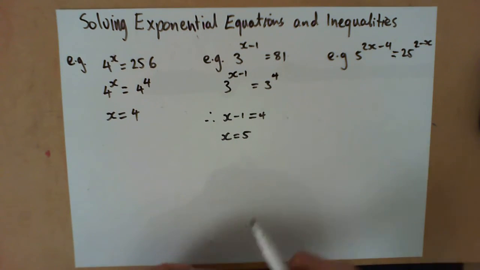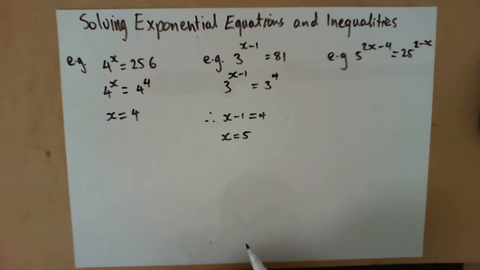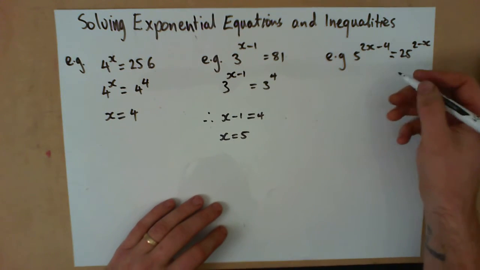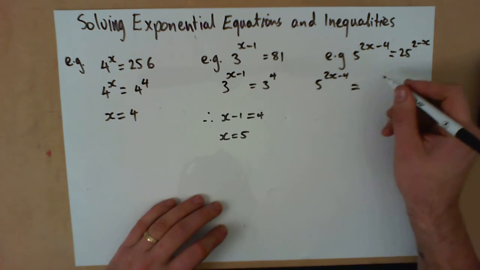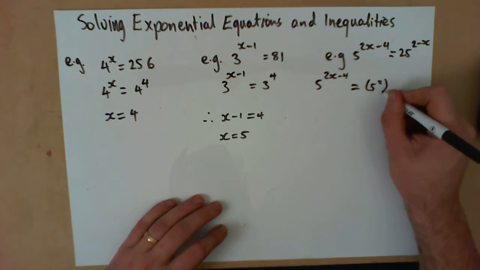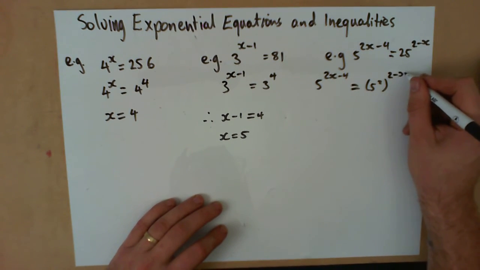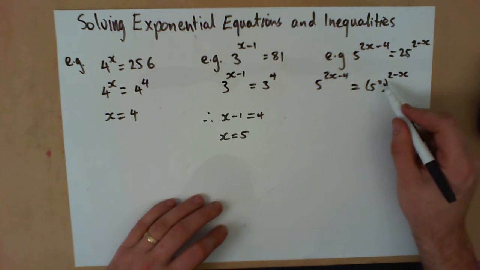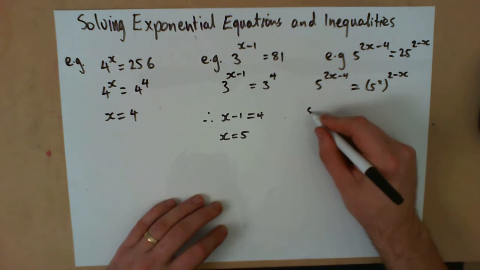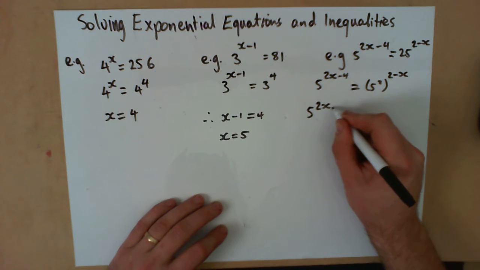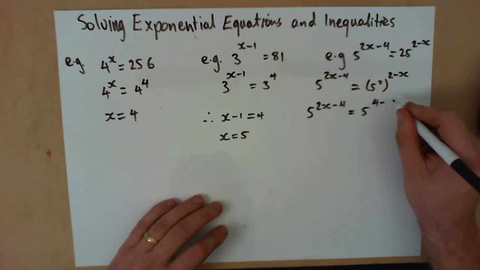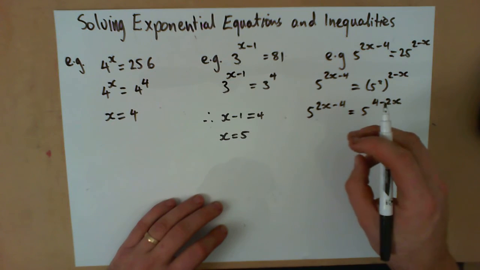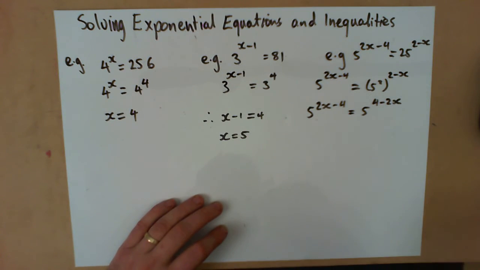Again, similar with this one, we've got to be a little bit careful here. With this one, we've got 5 to the 2x take 4. Now 25 is obviously 5 squared, to the 2 take x. From our index laws, we multiply these. So we've got 5 to the 2x take 4 equaling 5 to the 4 take 2x. We need to be a little bit careful there.